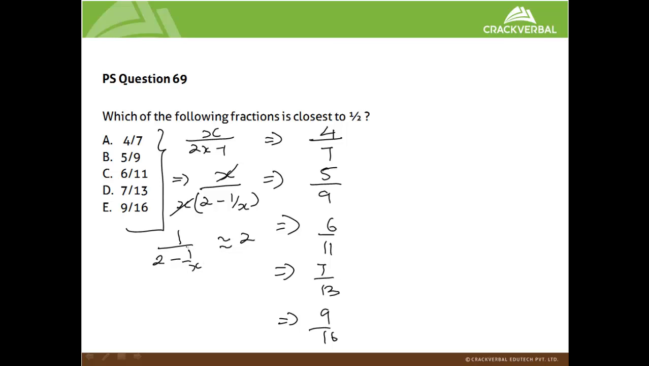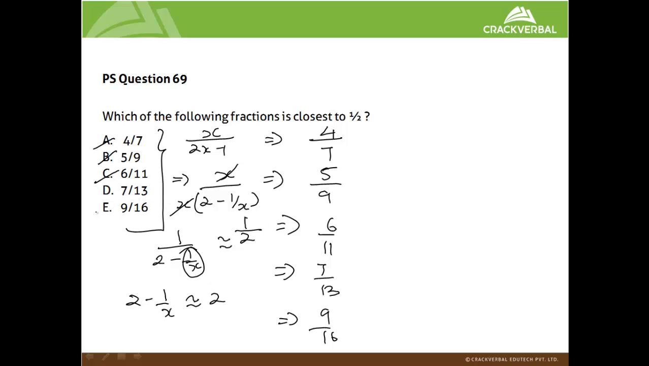If this has to be closer to half, 1 by x has to be the smallest value. That is, if 1 by x has to be a smaller value, then x has to be the greatest value. So 2 minus 1 by x has to be closest to 2, which is nothing but x has to be the greatest value. The greatest x is of course for D, which is 7. So that means answer choice D should be much closer when compared to all the other answer choices.